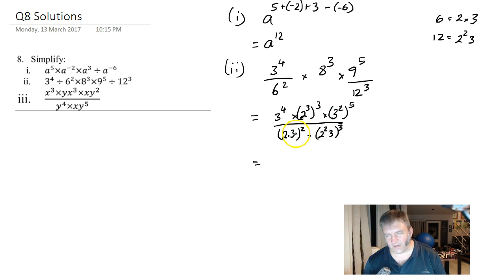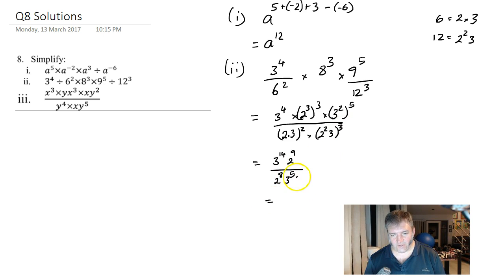Get our powers of 3 together on the top and our powers of 2. So this is 3 to the 4. When I've got a power raised to a power, I multiply them. So 2 5s are 10. 10 and 4 make 14. So it's 3 to the power of 14. 2 to the power of 3 times 3 is 9. Down the bottom here, I'm going to have 2 squared. And here's 2 squared being raised to the power of 3. So that's 2 to the power of 6 plus another 2 is 2 to the power of 8. Here I've got 3 squared and 3 cubed, which gives me 3 to the power of 5.